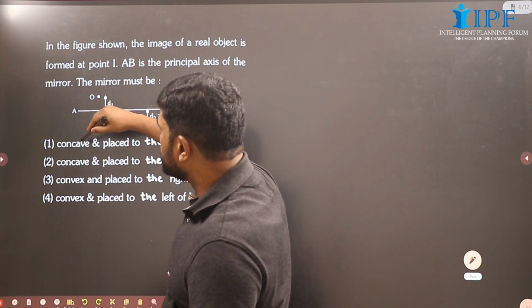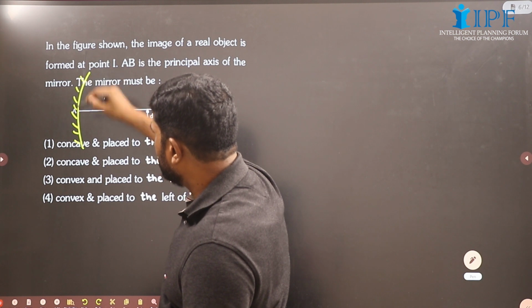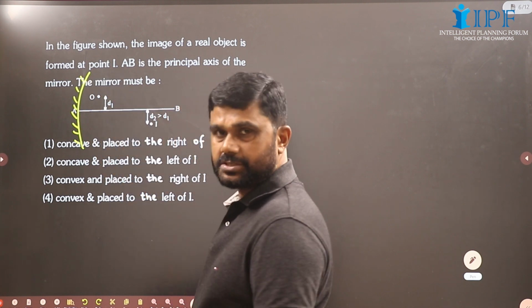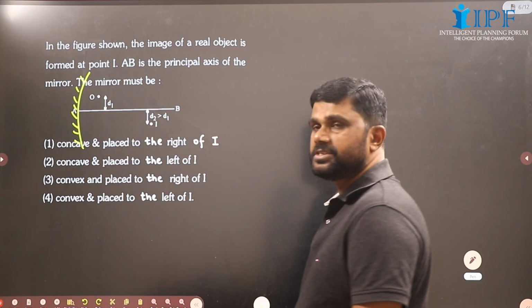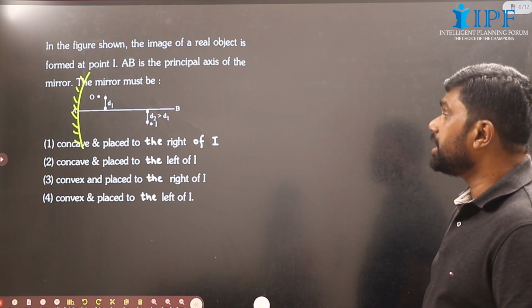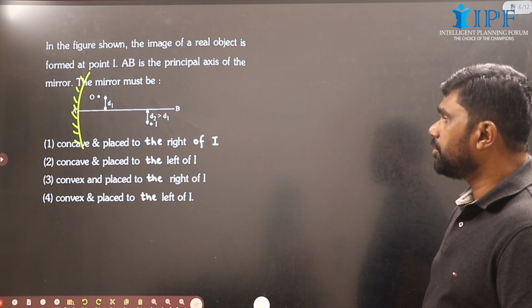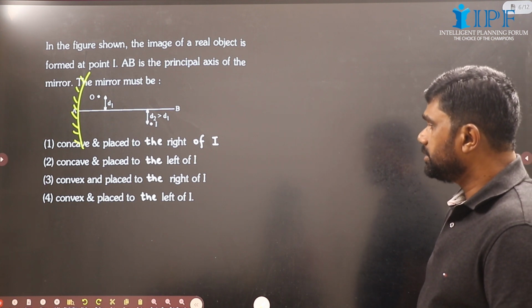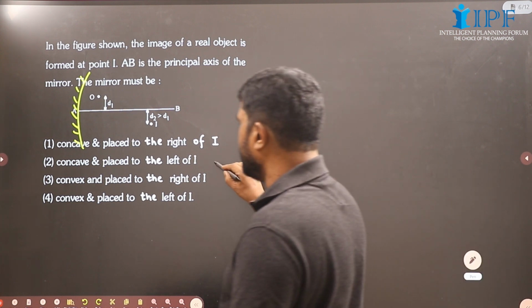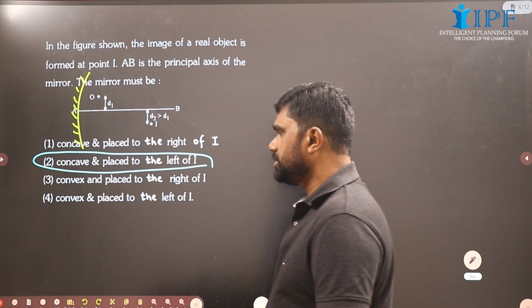So mirror must be like this, right? Okay, so this much is the object distance and image distance is more. Concave and placed to the right of I, that's wrong. Concave and placed to the left of I, that's fine. Okay, this one. Concave and placed to the left of I.